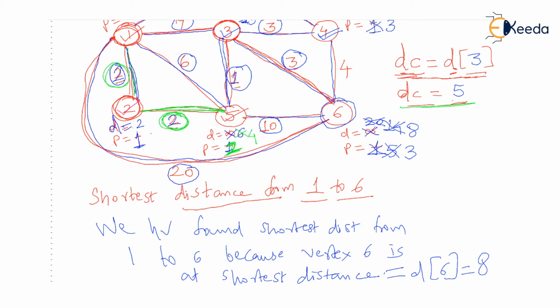Interesting, isn't it? The distance from 1 to 6 is 8, and that is indicated by the value of D at the sixth vertex. Now something more interesting about it. We know that the shortest distance from 1 to 6 is 8. But how did we get it? What is the path? Now the path can be easily explored like this.